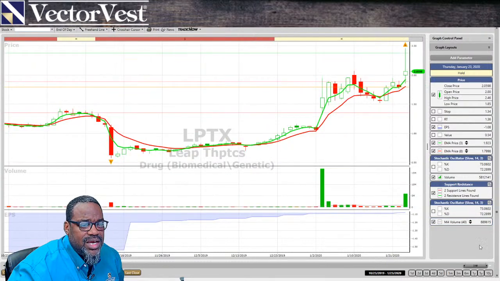Next stock is LPTX. Nicely moving higher. Look at that. A lot of profit taking on this stock as the stock gapped up this morning. A lot of selling pressure on big volume. Be careful with that one as well.